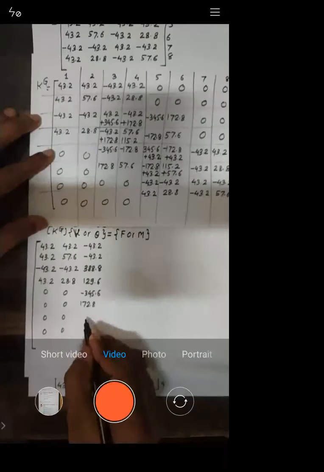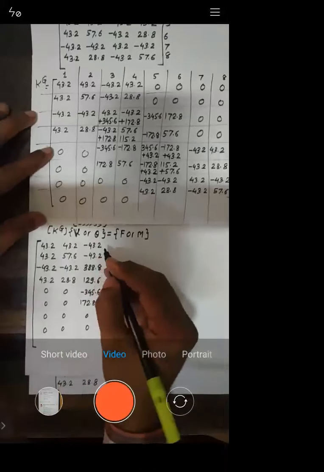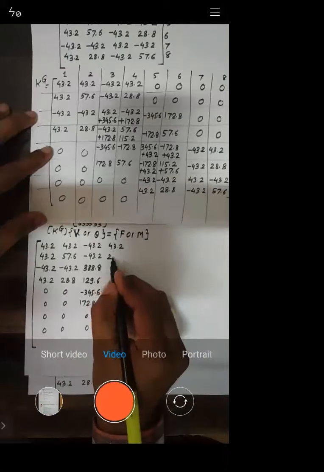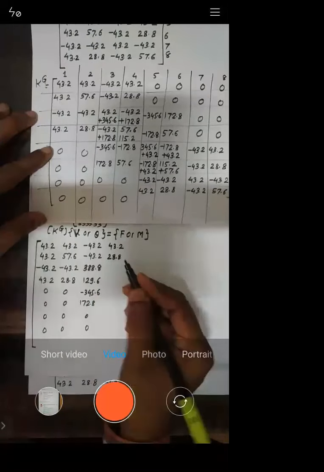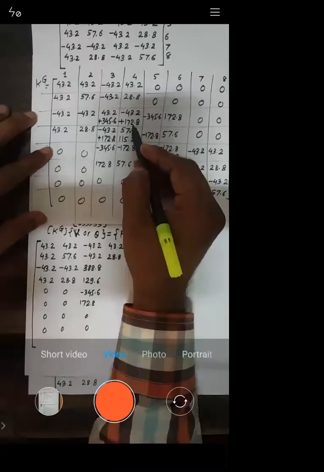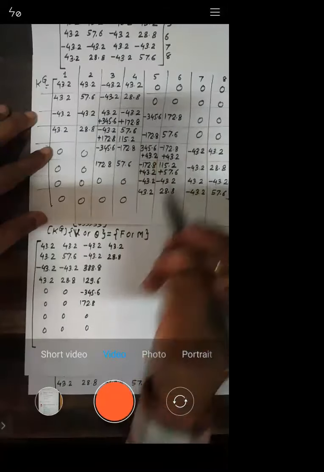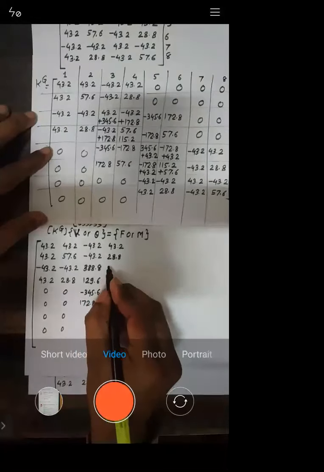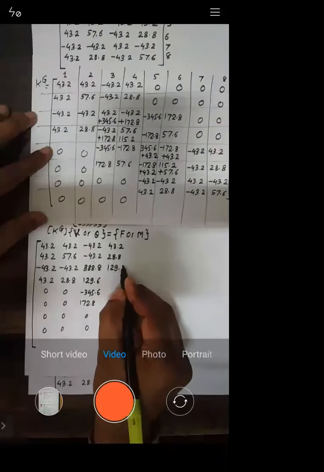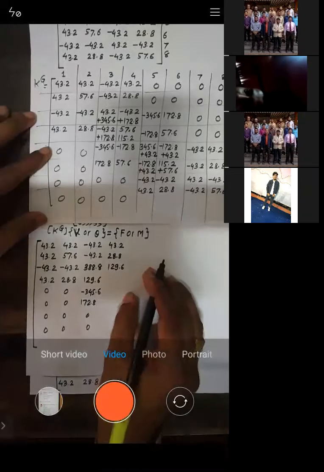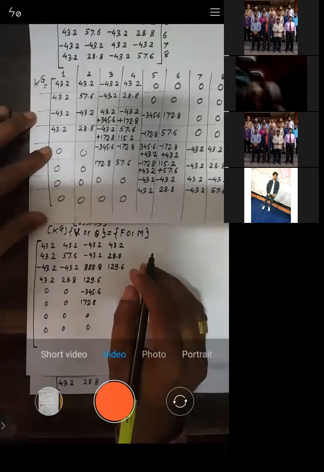345.6. This is 172.8. This is 0 and this is 0. And 43.2, 28.8. Now tell me this, minus 43.2 plus 172.8. This will come 129.6, right? 129.6. Same, right?